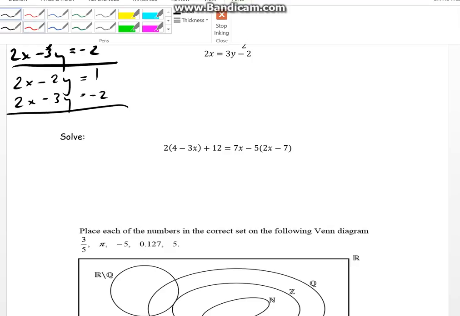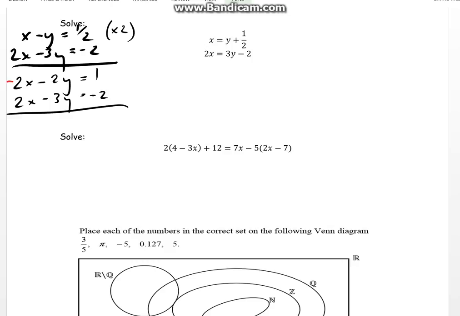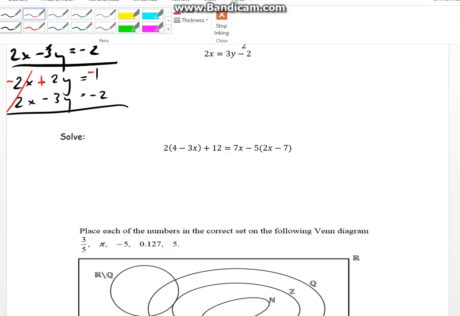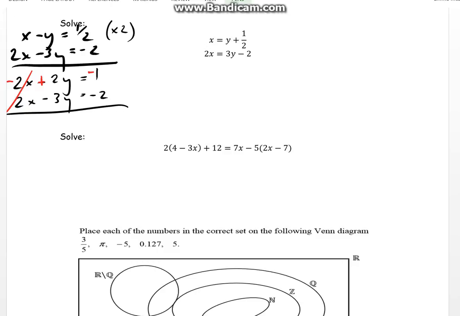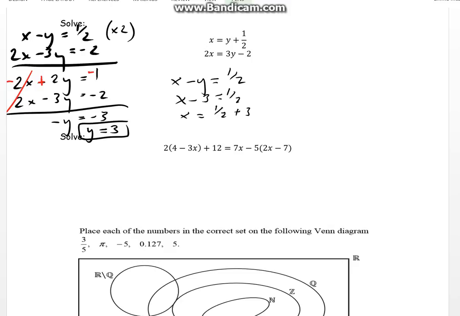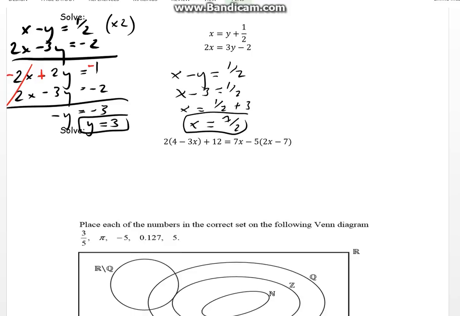I'll change the sign of the top line, because I could pick either of them, the whole top line, but this way minus 2x and 2x, that's how we can cancel them because that will give us 0x. So plus 2y minus 3y gives us minus y equals minus 3, and y therefore equals 3. If we find x, we must find y. If we find y, we must find x. So we're going to sub this into one of the initial equations. We're going to pick x minus y equals a half. Instead of y, I'm going to put in 3. I want to find x, so I get it on its own. So a half plus 3. x is equal to 3.5 or 7 over 2. That's your simultaneous equation.